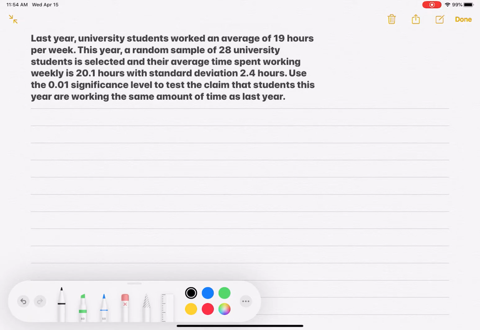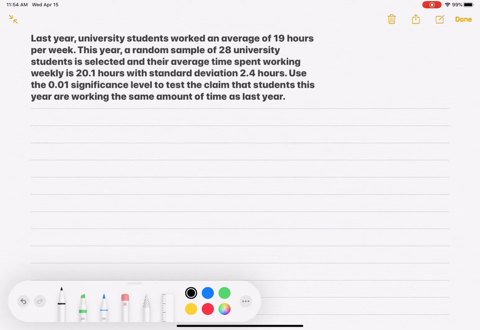This year, a random sample of 28 university students is selected, and their average time spent working weekly is 20.1 hours, with standard deviation 2.4 hours. Use the 1% significance level, that's 0.01 significance level, to test the claim that students this year are working the same amount of time as last year. Okay, so we're trying to test the claim that students this year are working the same amount of time as last year.